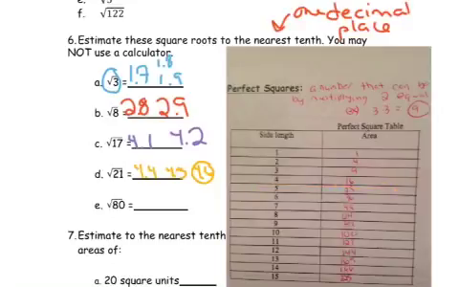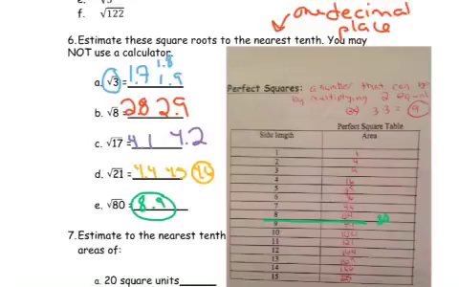Let's try one more. The square root of 80. Well, 80 is in between 64 and 81. So I know my answer is going to be in between 8 and 9. 80 is super close to 81, so I'm going to go super close to 9. So on your test, I would probably say 8.9. If you said 8.8, you would still receive credit.